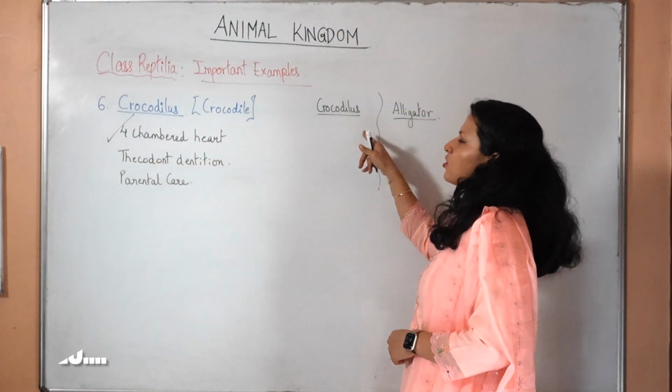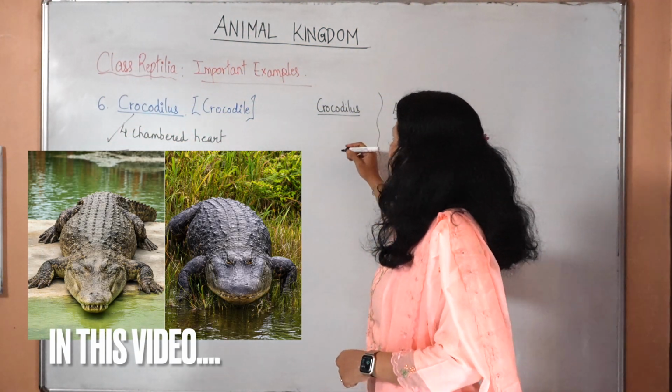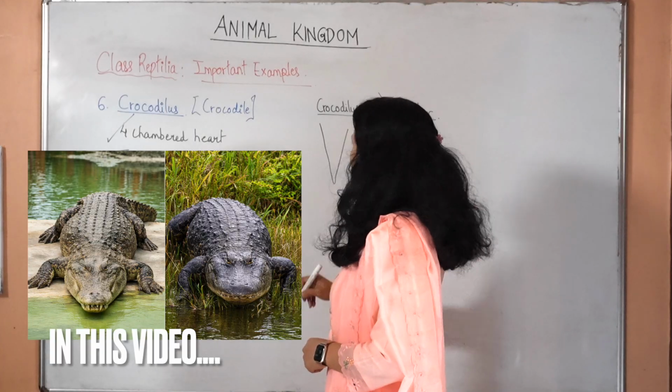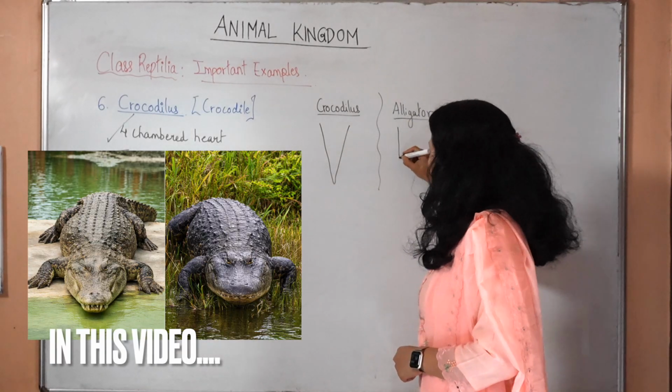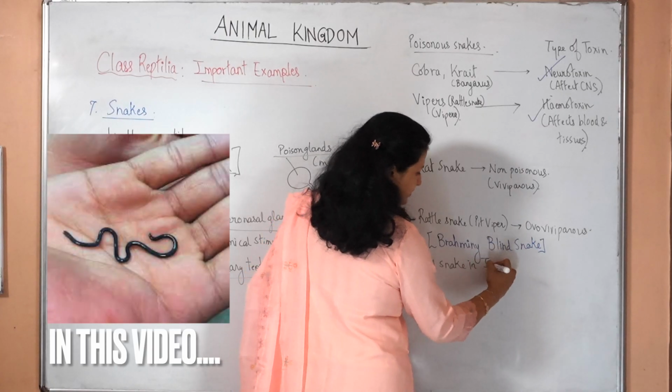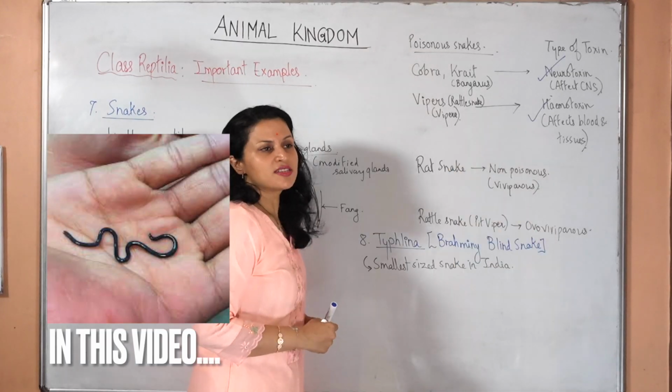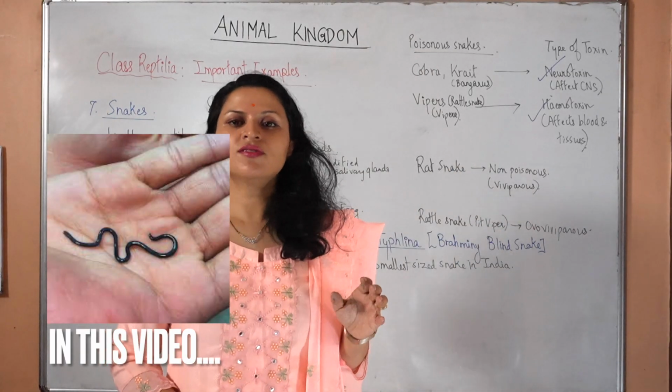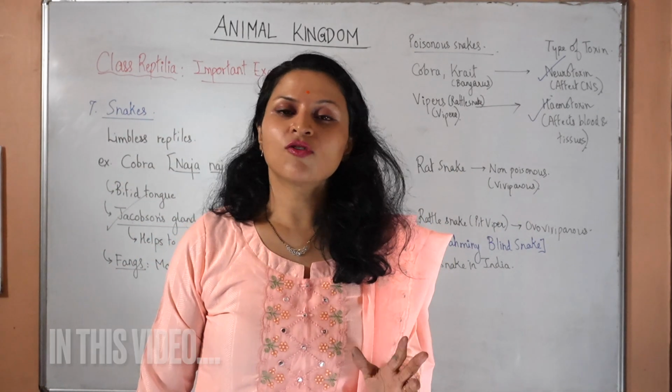The difference between the crocodile and the alligator is that the crocodile will have a V-shaped snout and the alligator will have smallest size snake in India. But that's not the interesting thing about it. The interesting thing about the snake is that there are only students.